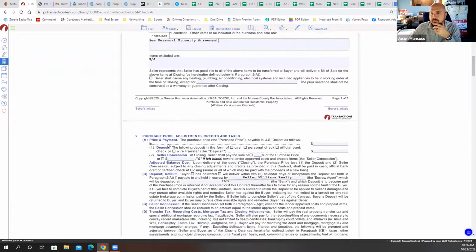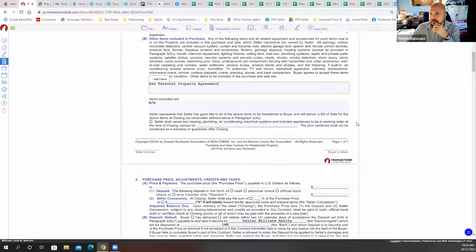This section here is so important and often not necessarily overlooked, but not really understood, I guess the way I would say it. Seller shall cause any heating, plumbing, air conditioning, electrical systems, including appliances, to be in working order at the time of closing, except for blank.